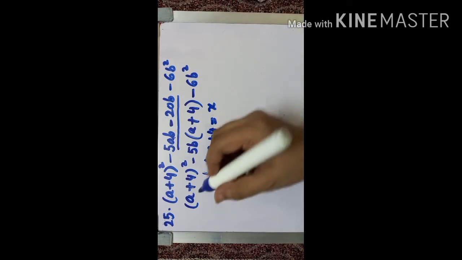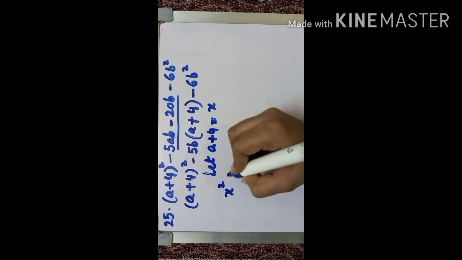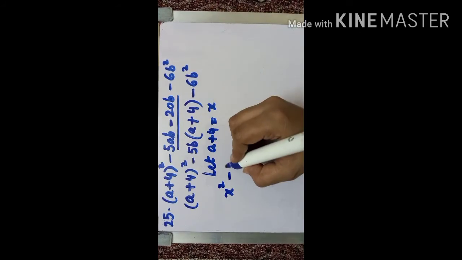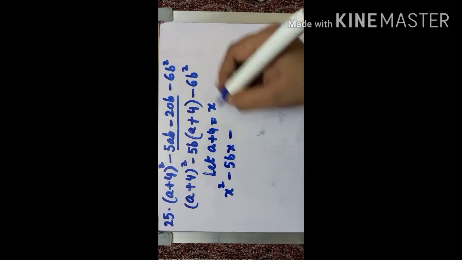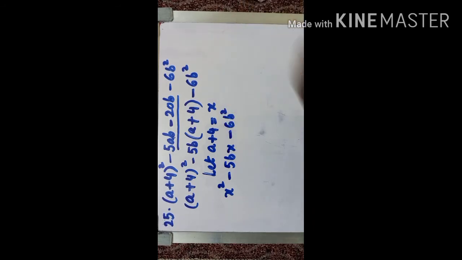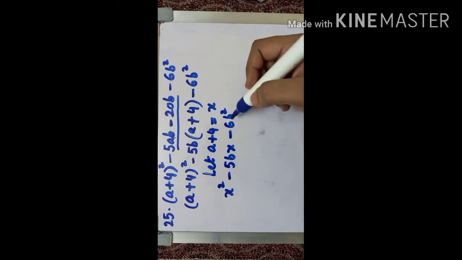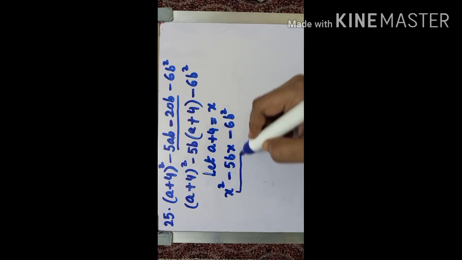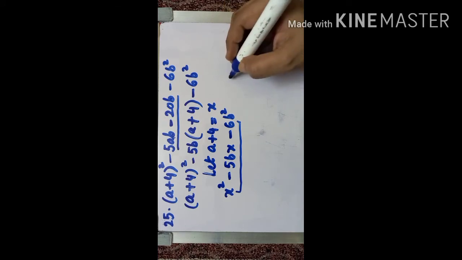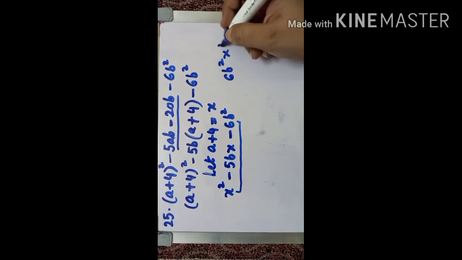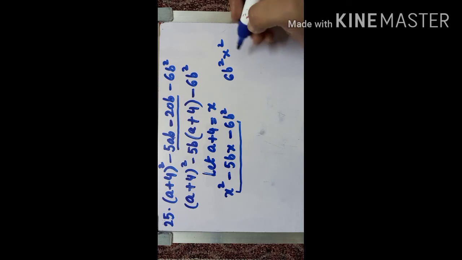So a plus 4 equal to x means here x square minus 5bx, here a plus 4 means 5bx, minus 6b square. Okay, so now 5bx you are having, and x square and 6b square. Okay, first term and last term, when you multiply these two you will get 6b square x square. Now 6 means what can you take?